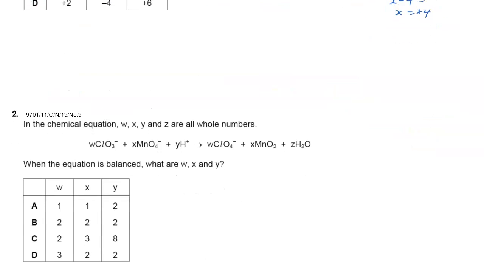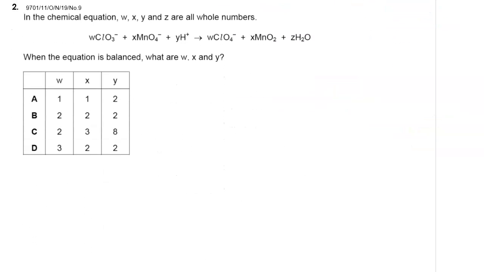So number 2, let's go to number 2. Number 2 was set from paper 1-1, and this was question number 9 on the October-November 2019 series.